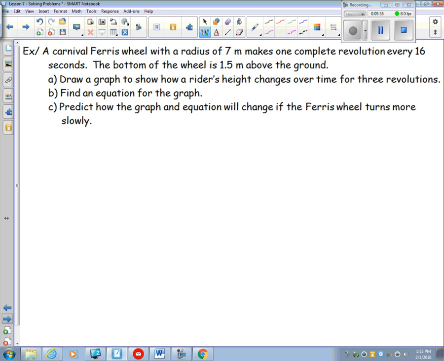Okay, take a look at the second one. Give it a try. Got to draw ourselves a little picture here and see if we can problem solve a little bit. A carnival Ferris wheel, radius of 7. Okay, so we'll just think about that for a second. It's a wheel. My radius is 7. It makes one complete revolution every 16 seconds. And the bottom of the wheel is 1.5 meters above the ground. So if this is our ground, we know this is 1.5 meters.